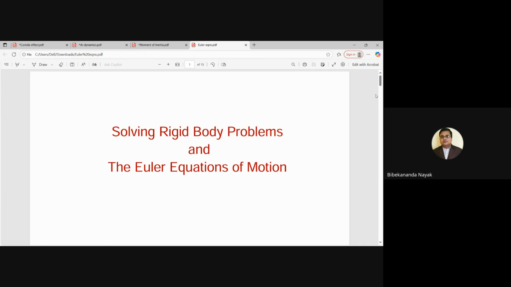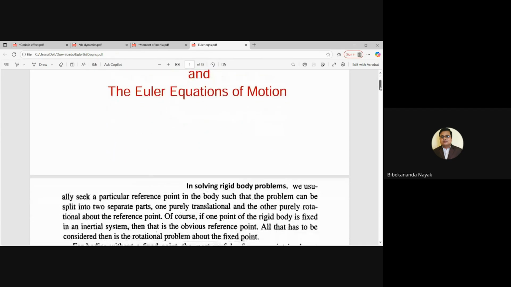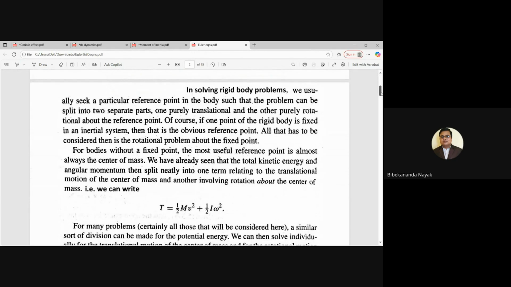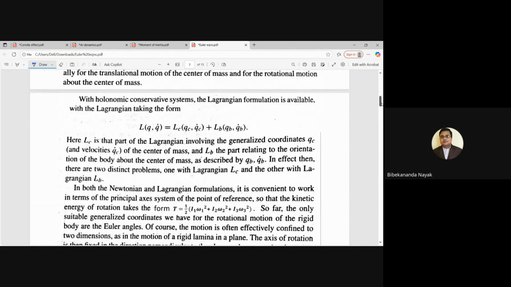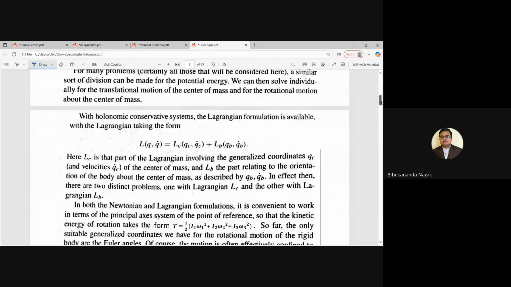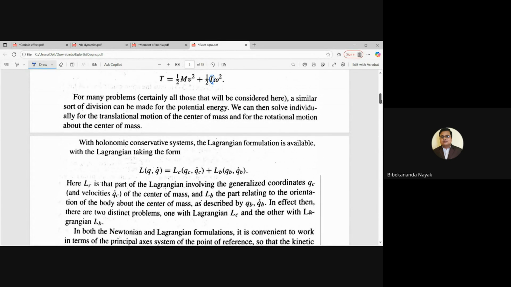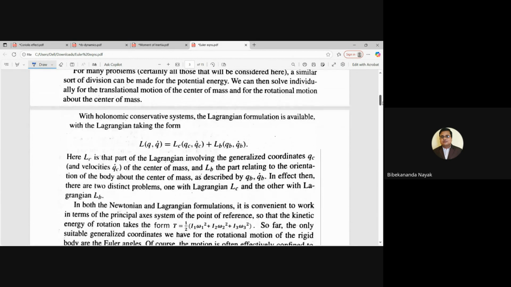Solving rigid body problems and Euler equations of motion. You know already, a rotating body can have two types of kinetic energy: translational kinetic energy and rotational kinetic energy. Half m v square is the translational kinetic energy; in the rotating case, moment of inertia plays the role of mass and angular velocity omega, so half I omega square. This is the formula. Also, if you follow Lagrangian mechanics, you can say it has a translational part and a rotational part.